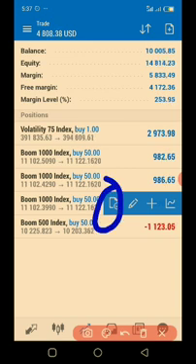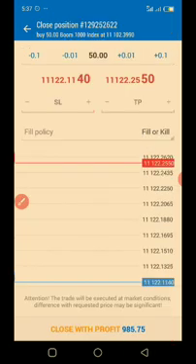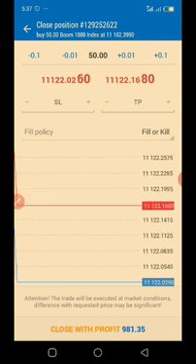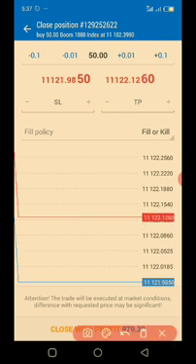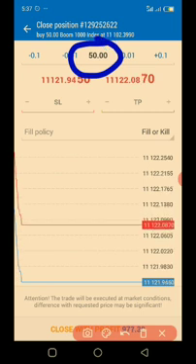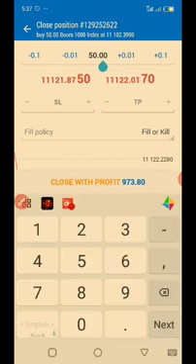So you click on this one, and then you have to reduce the lot size. Since we're already in profit, you have to reduce the lot size, meaning you have to click here. So what we have to do now, we click on the lot size, and then we reduce it to the minimum lot size, which is 0.20.